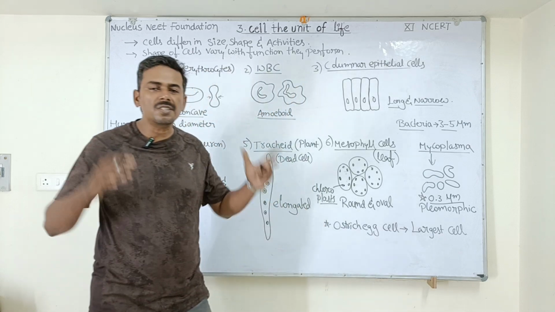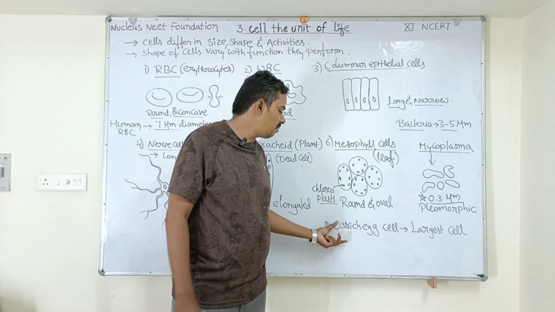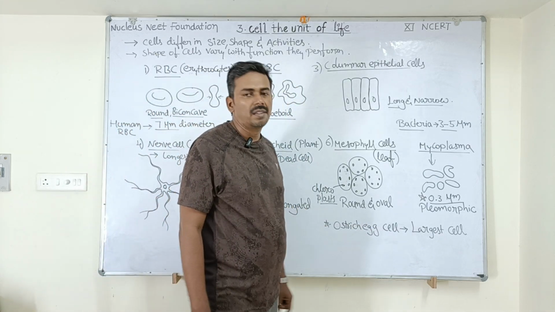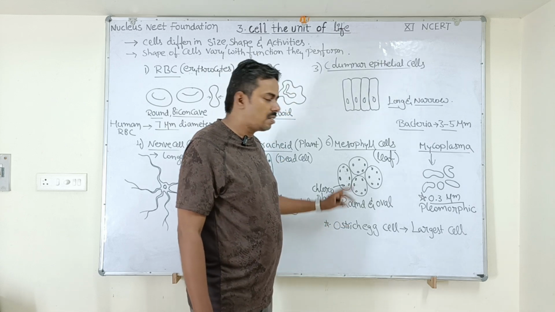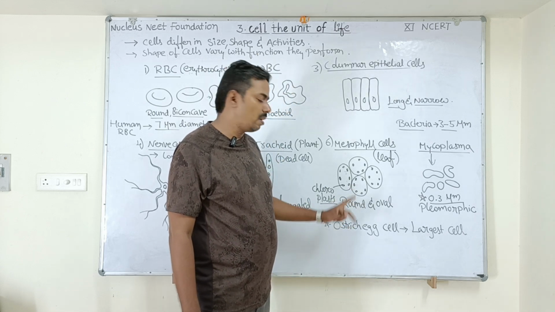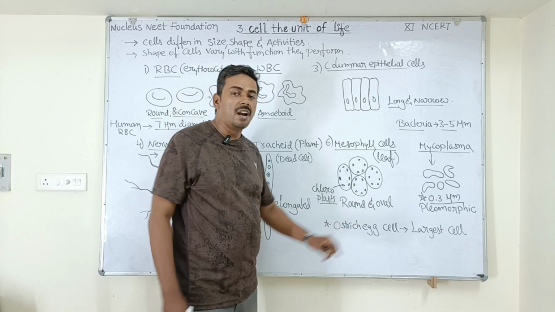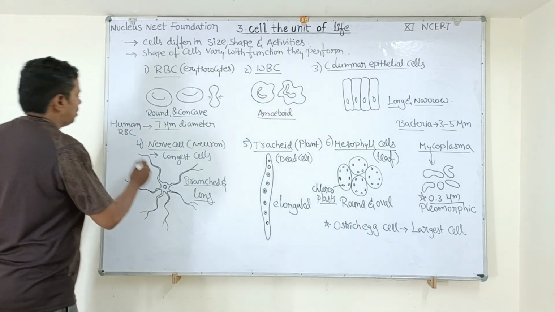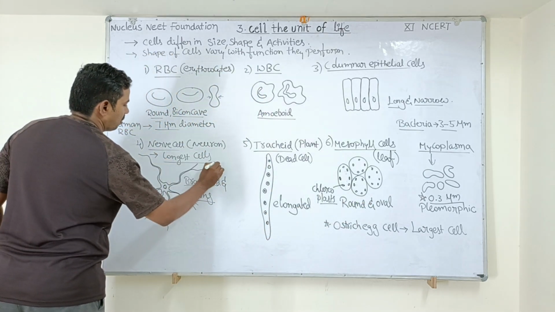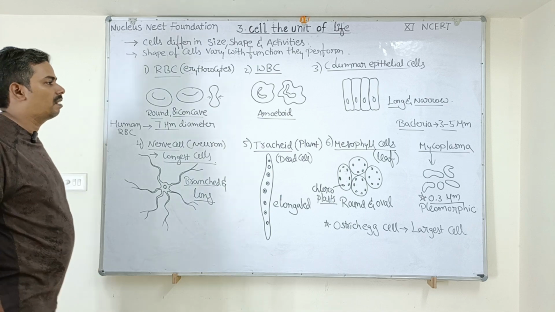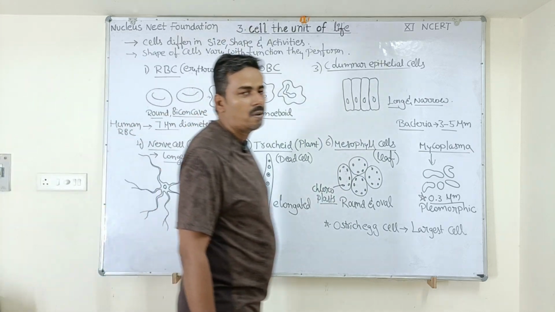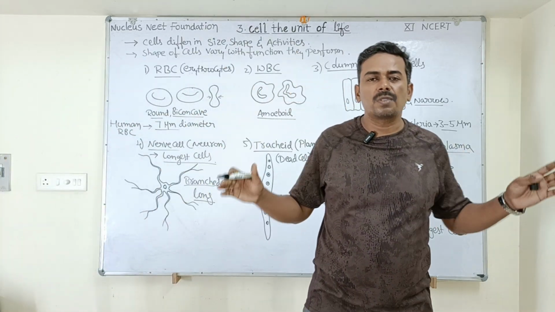Next, coming to the largest cell in the living world, the largest living cell is the ostrich egg cell. Okay, so it is the largest isolated cell in the living world, that is ostrich egg cell. And which is the longest cell? The longest cell is the nerve cell. Nerve cell is the longest cell in the entire living world. So this is about different shapes of cells.